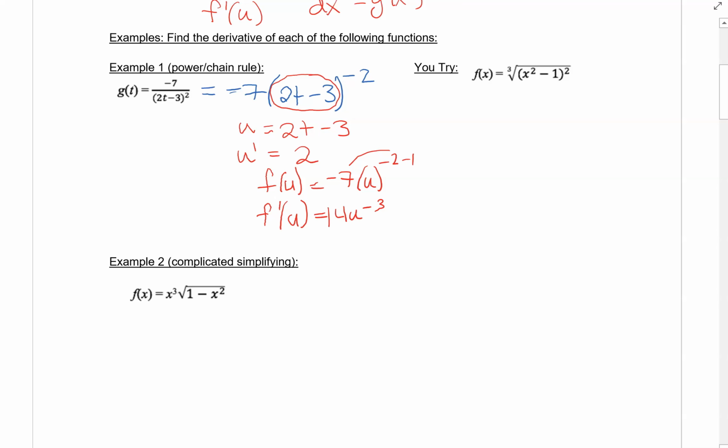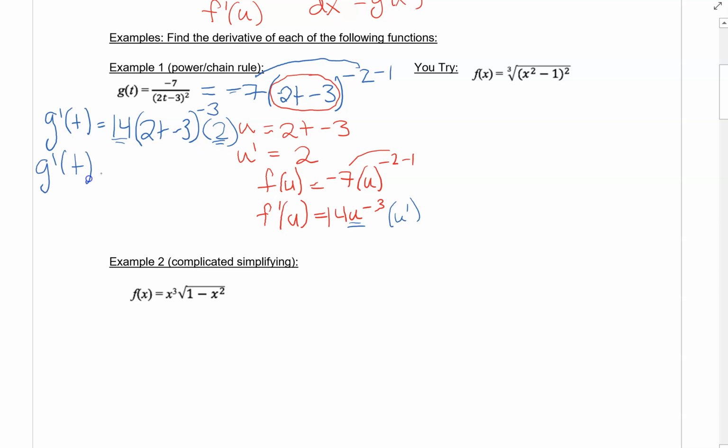Well, in this context, the inside function is 2t minus 3. So when I'm taking the derivative, I basically do a simple power rule, right? -2 times -7 is 14. I keep the inside function as is. I don't do anything with it yet. I just leave u plugged in there. Subtract 1 from the power, so I get -3. And then after I do that power rule, I multiply by the derivative of the inside function, which is 2. And then, of course, I can multiply 14 and 2 together to get 28.